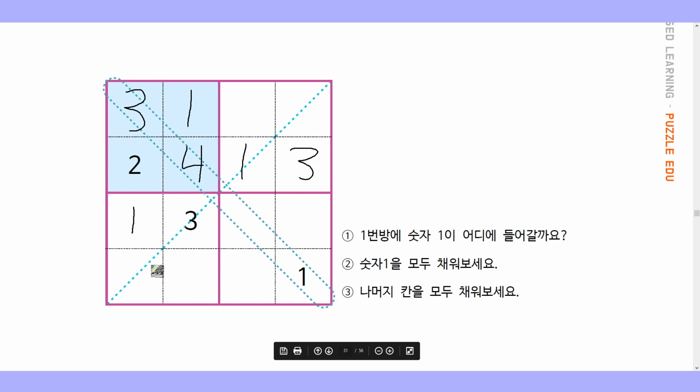Let's fill in these bottom two cells. The number that is missing from this first column is the number 4, so we can fill it in. And the number that is missing in the empty cell of the second column is the number 2. Now that we know that, we can fill in this bottom row. The number that is missing is number 3. If we take a look at this diagonal here, we can see that the number 2 is missing, so we can fill that in as well.